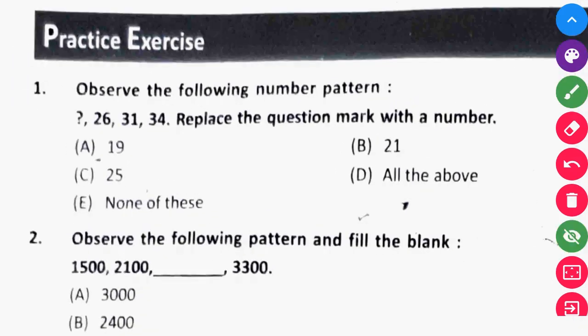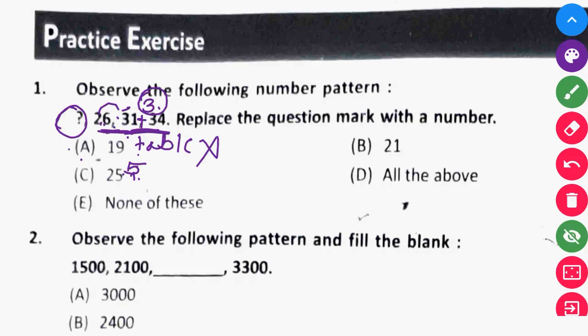Now if you look carefully at the pattern, the first number is missing. So we'll start from the second number. Now 26 and 31. There is no table connection between them. So we have to find the difference between the two numbers. The difference is 5, because 26 plus 5 is 31. And what is the pattern between 31 and 34? The difference is 3. So the difference is decreasing by 2.